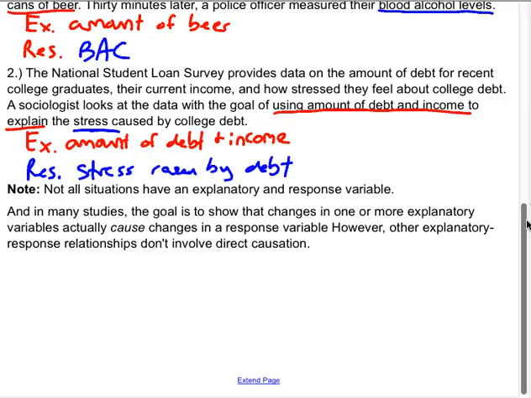So next paragraph. In many studies, the goal is to show that changes in one or more explanatory variables actually cause changes in response variables. However, other explanatory response relationships don't involve direct causation. So that's why some of them you can look for a relationship without looking for cause and effect.